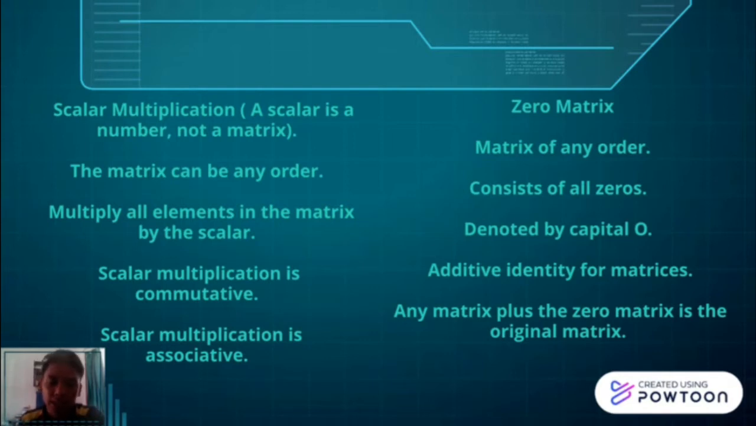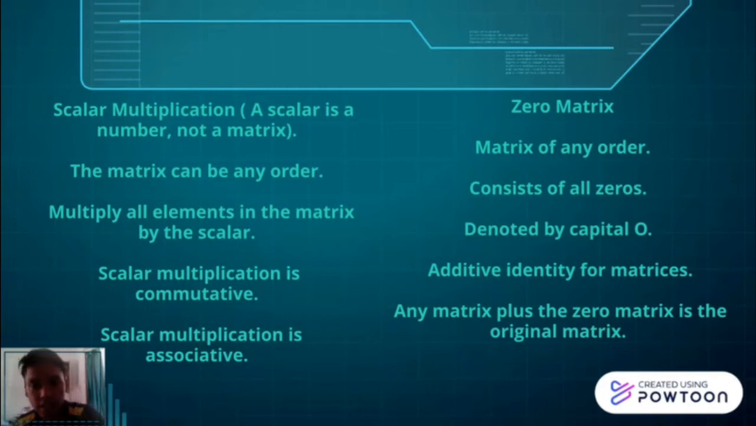Scalar multiplication is commutative and associative. This is exactly the same as before, because when we multiply the scalar, it will give the same answer even though we change the order.